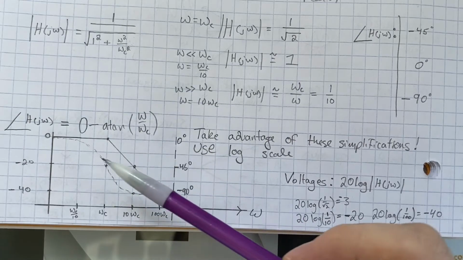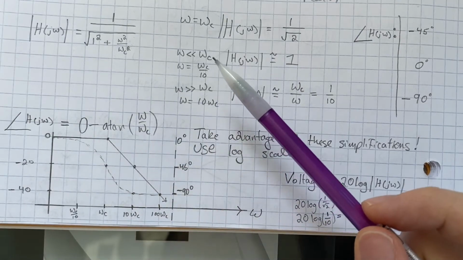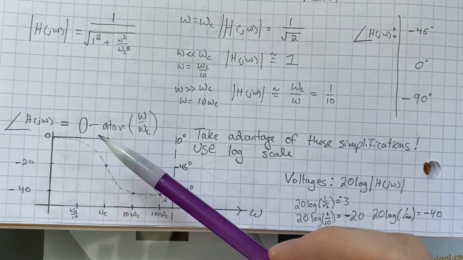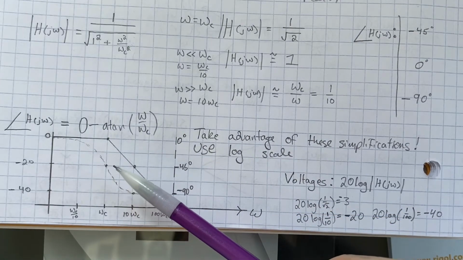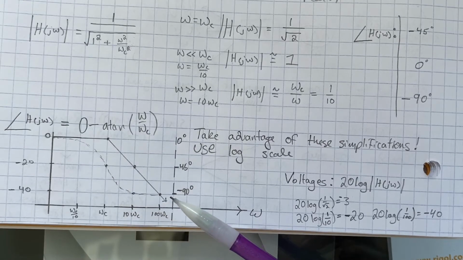And here we'll look at the phase. We see when omega is much less than omega c, our phase is 0. When omega equals omega c, our phase is minus 45. And when omega is much, much greater than omega c, our phase is minus 90.